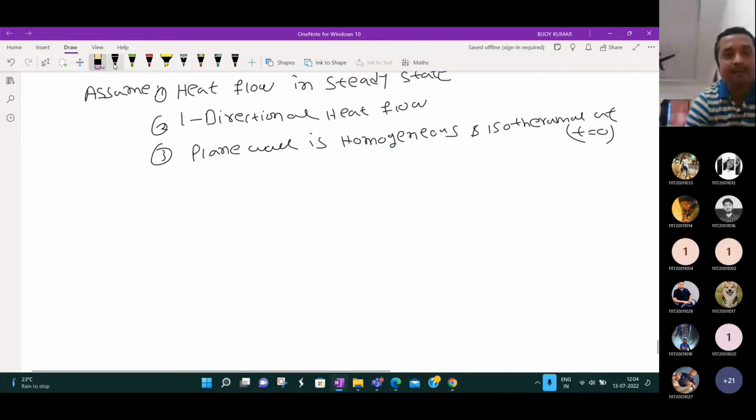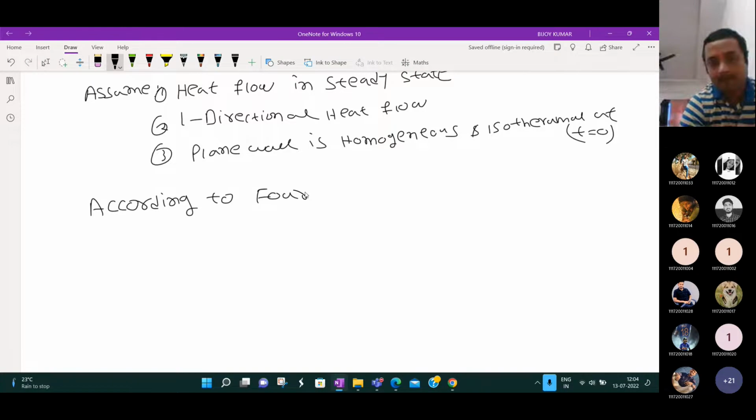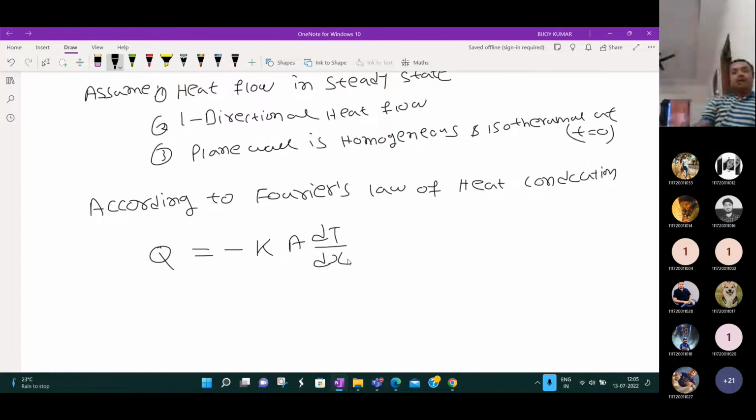Then which law will apply here? Fourier's law, because we are discussing conduction. According to Fourier's law of heat conduction, what we observe is Q equal to minus k A dT by dx. Is it okay till now? Yes, sir.